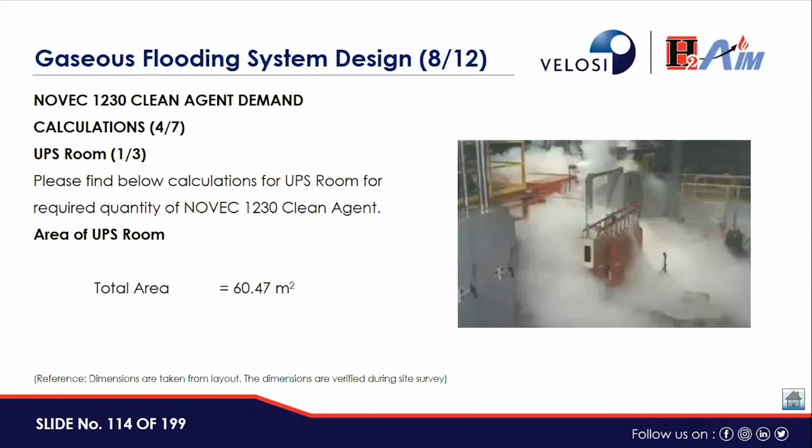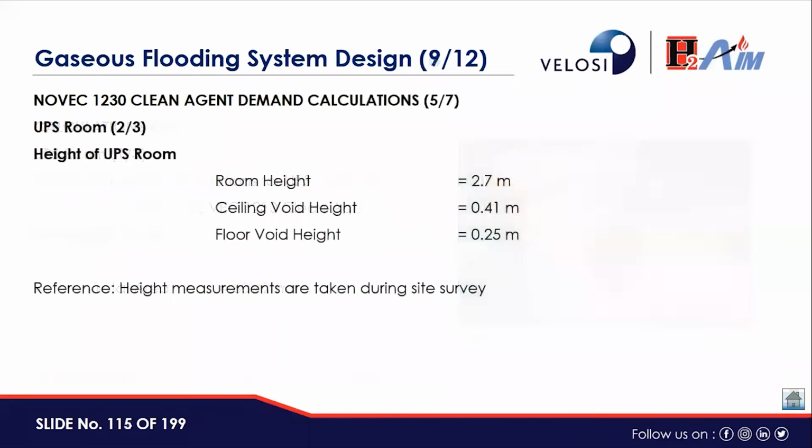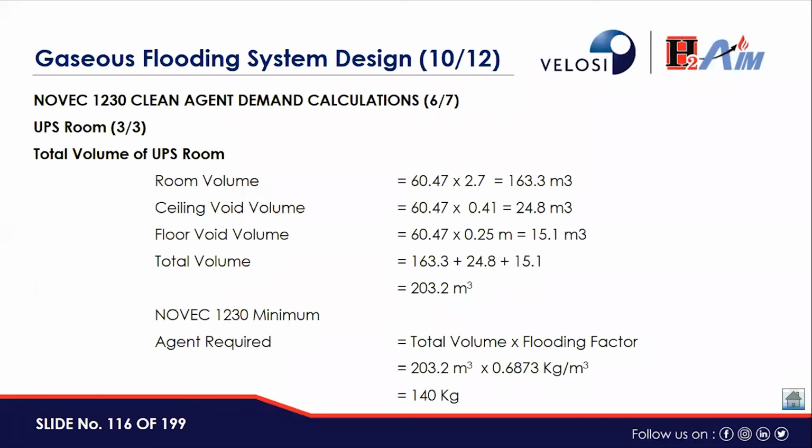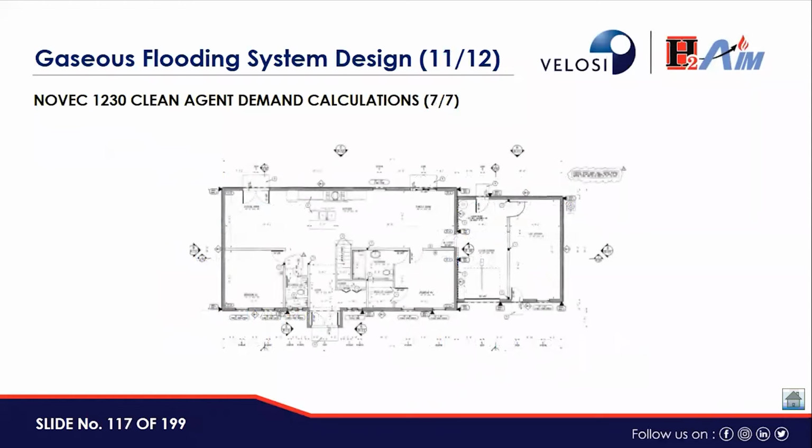Now this is for the UPS room. This was the total area of the UPS room, 60.47 square meters. This was the room height, ceiling void height, floor void height, room volume, ceiling void volume, floor volume, and the total volume came up to 203. Similarly, by multiplying it by the flooding factor, we came to know how much Novec 1230 is required for this UPS room as well. This was the layout we used for the calculations.